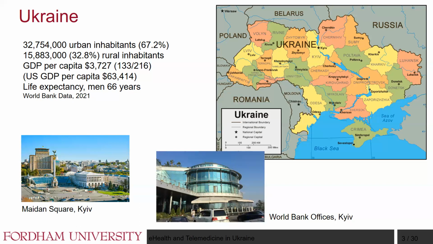And partly as a result of that, life expectancy in the rural areas is very low. So overall life expectancy for men in Ukraine is about 66 years. In the rural areas for men, it's about 62 years. So way below what we'd expect in Canada, the US, or the UK. In terms of GDP per capita, Ukraine is classified as a low-income country.